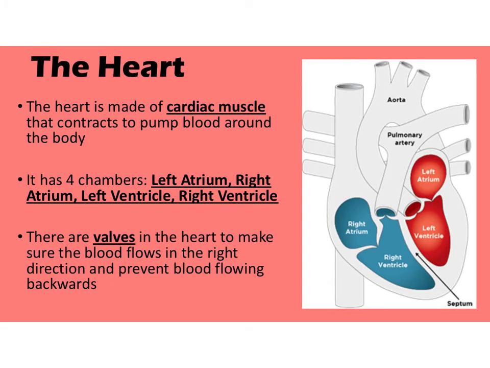Okay, so next we're going to look at the heart. So the heart is made up of cardiac muscle that contracts to pump blood around the body. It has 4 chambers. They are called the left atrium, the right atrium, the left ventricle, and the right ventricle, as you can see on this picture. There are valves in the heart to make sure the blood flows in the right direction and prevent blood flowing backwards. And as you can see on this picture, the right atrium and the right ventricle are blue because that's where the deoxygenated blood is, and the left atrium and left ventricle are red because that's where the oxygenated blood is.